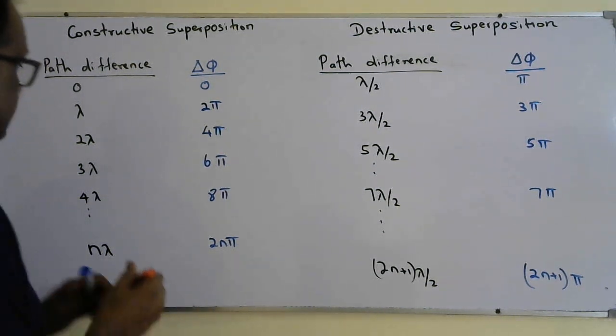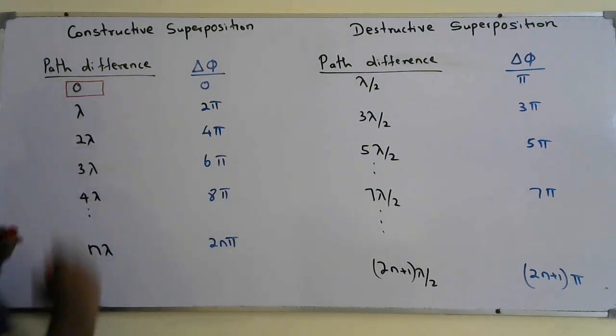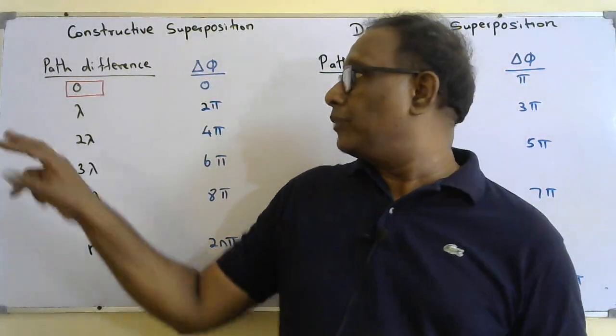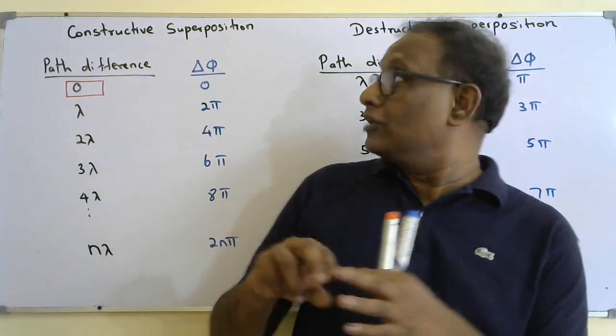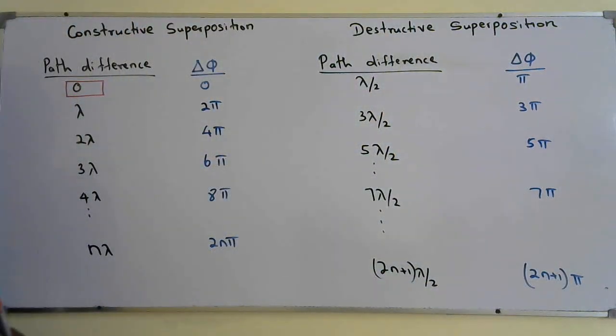This has a special name. This is path difference 0, which means the waves have traveled the same distance. So that is called the central maximum, where the path difference becomes 0 and there will be constructive superposition.